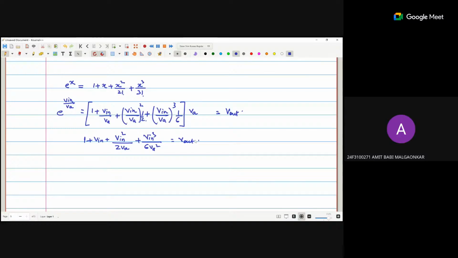Okay, sir. Thank you so much. So only one parameter v in is remaining. After differentiation, one parameter v in is remaining. Va is given, dv out upon dv in is given. So v in is the only parameter. We can solve the value for v in. Okay, sir. Thank you.